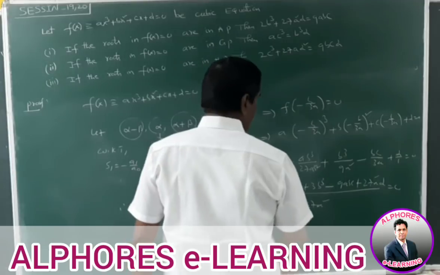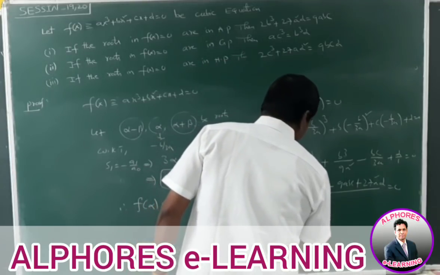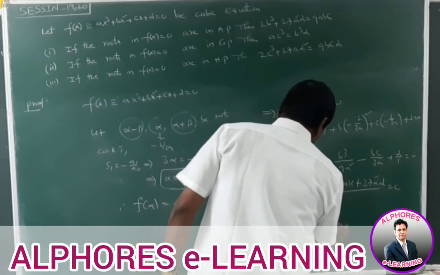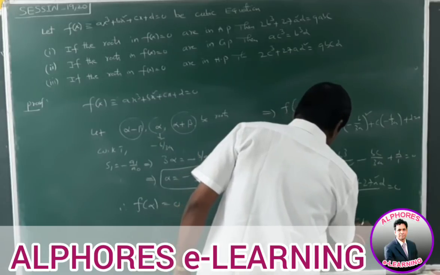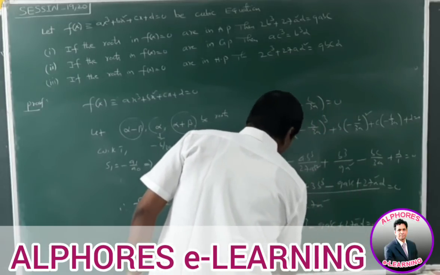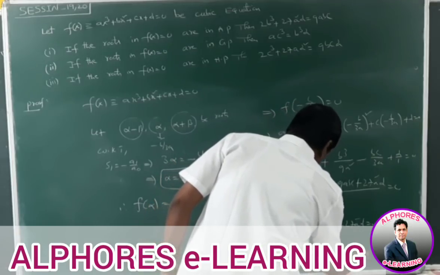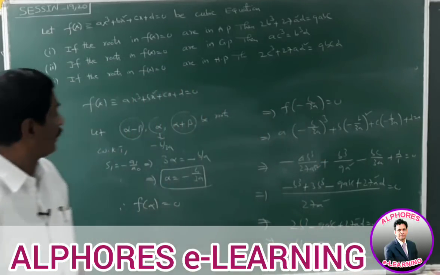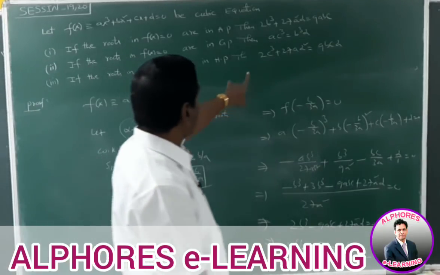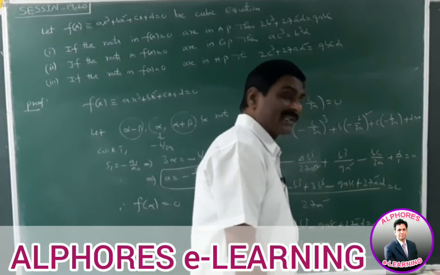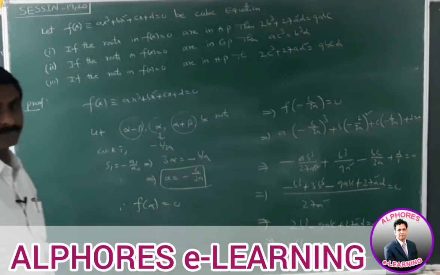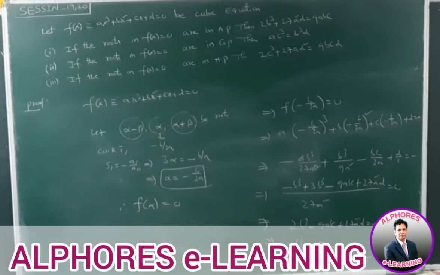After cross multiplication we get 2b cube minus 9abc plus 27a square d is equal to 0. That means 2b cube plus 27a square d is equal to 9abc. It is the required proof. Okay. Next, second one.